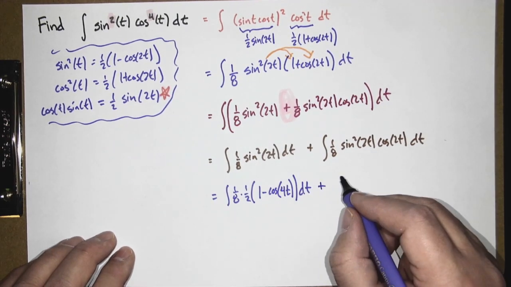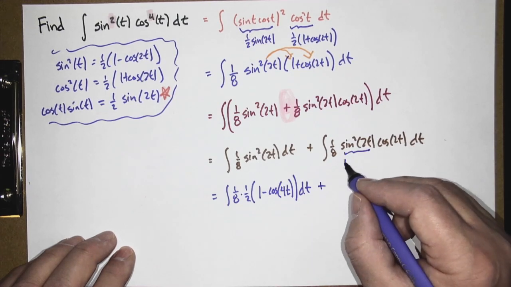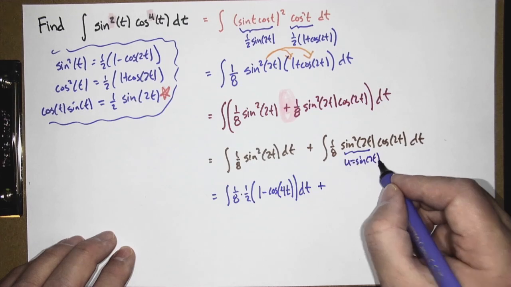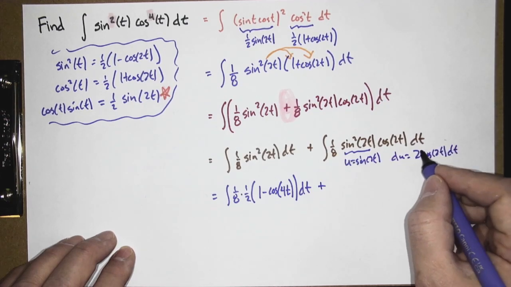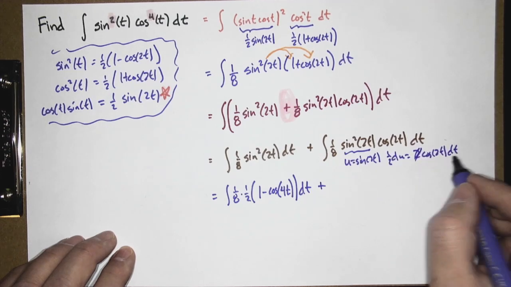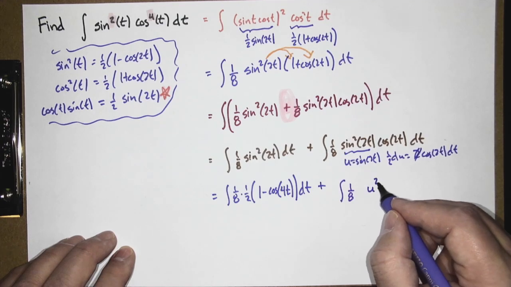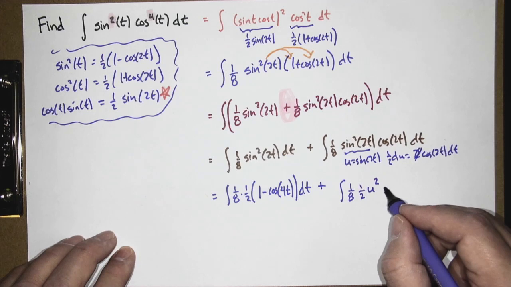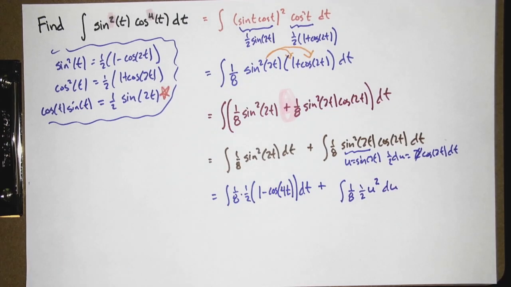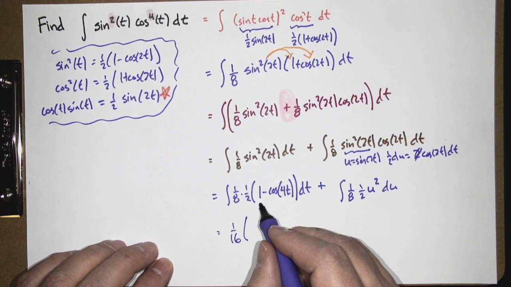Plus. Now, here, we'll work this out in a second. Well, u equals sine. du is 2 cosine 2t dt, or if you like, 1/2 du is cosine 2t dt. So what do we end up with? We have a 1/8 u squared, because there's our u squared. Then we have a 1/2 du. Okay, so from the first integral, we have 1 over 16. The integral of 1?